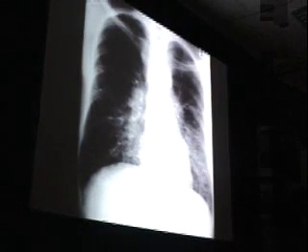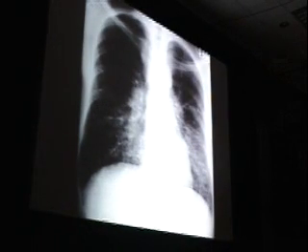It's a little out of focus how it looks to you. But again, diffuse interstitial lung disease, we'll look at this lung base in just a moment, associated with hilar adenopathy and often effusions.